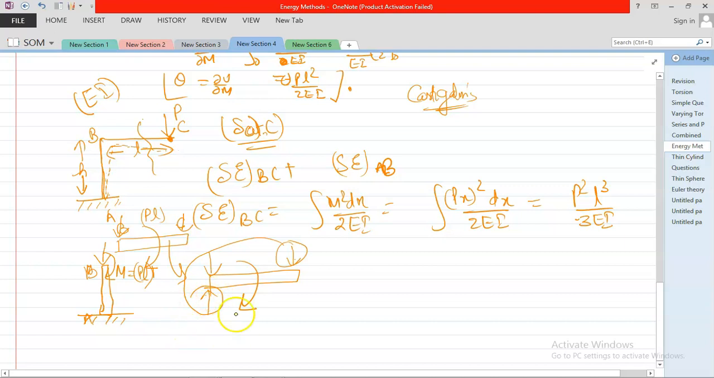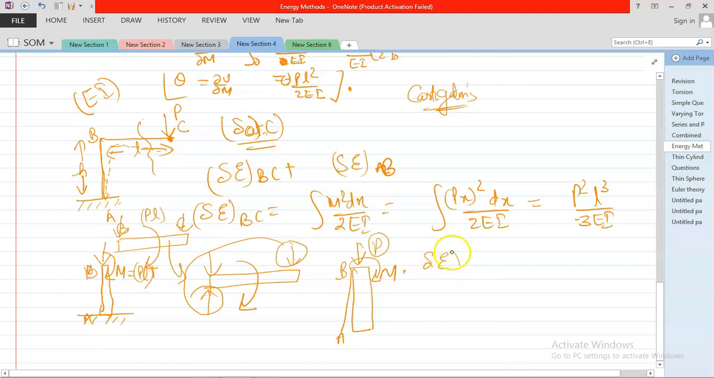Now, for strain energy at AB, this was your structure of AB. You have a load P and a deflection. We can assume that the load P is much smaller than the bending stress, hence we only consider bending. You can also include strain from the axial compression, but it will not affect much.